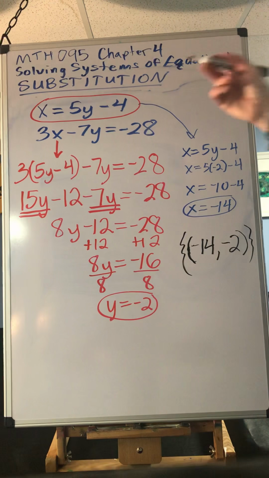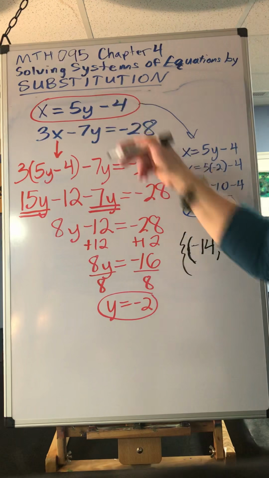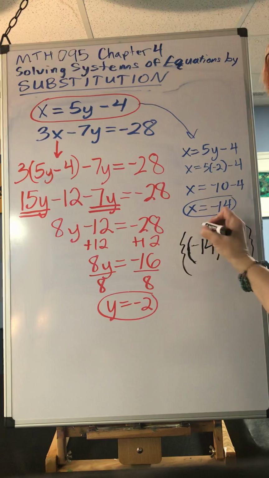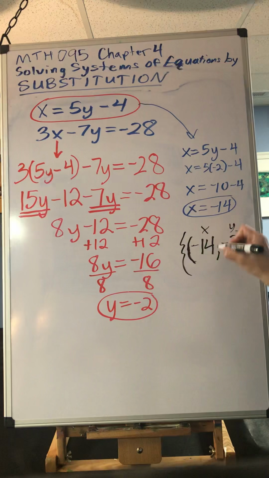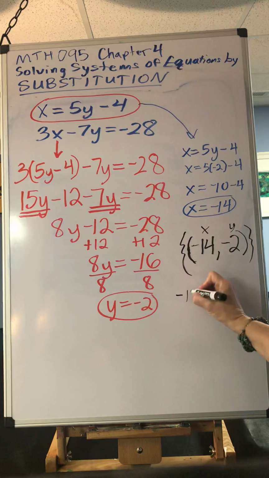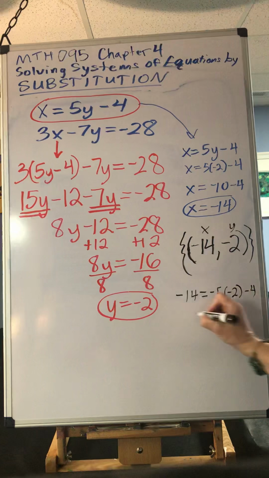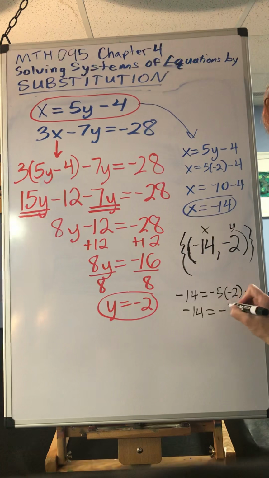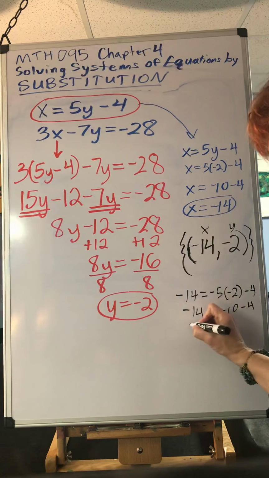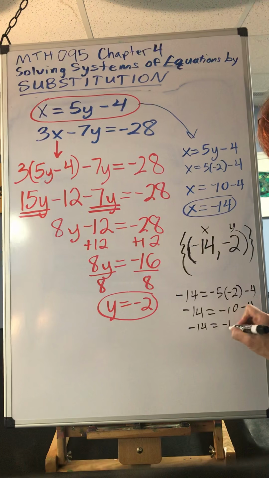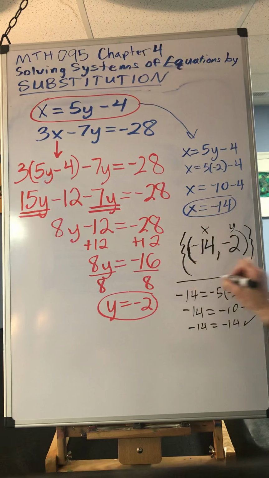So, the first equation, x minus 5y is negative 4. Remember, this is x and this is y. Is x equal to negative 5 times y minus 4? Negative 14 equals negative 14, and that checks out. So that's equation 1.